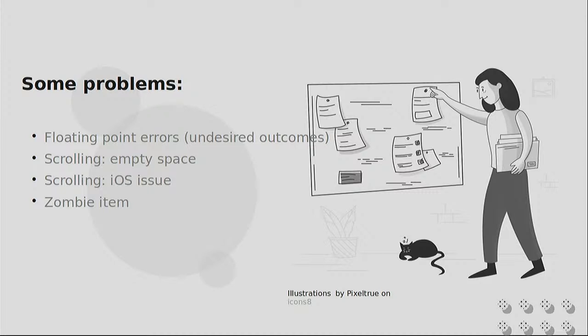And empty space: when you're scrolling and you have a huge empty space, the scrolling breaks. This is a minor bug, and we have some scroll issues in iOS. This is also a minor bug. Sometimes when you move items from far away, there's a zombie item, which means it's rendered but you can't do anything with it. It's also a minor issue. The main issue is the floating point errors, which I'm currently working on.